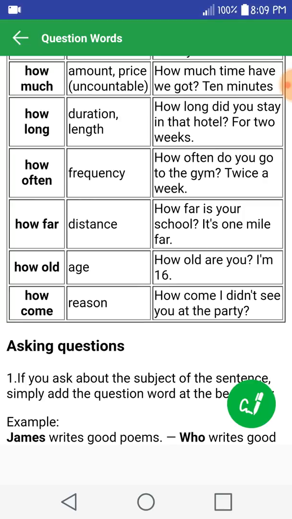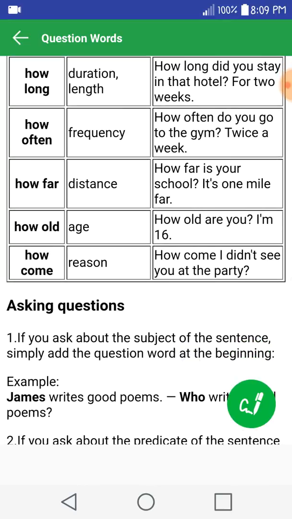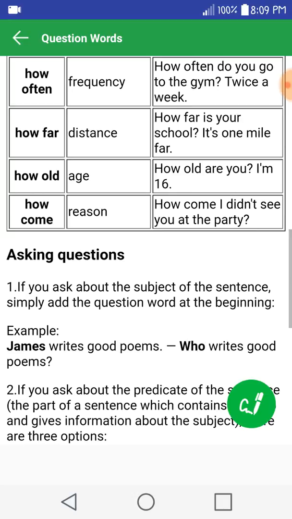How long did you stay in that hotel? For 2 weeks. How often we use for frequency. Now, how often do you go to the gym? Twice a week. After how often, we have how far. We use how far for distance. How far is your school? It's 1 mile. It's 1 mile far.